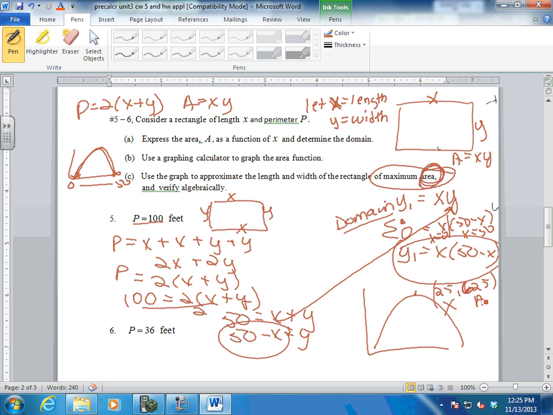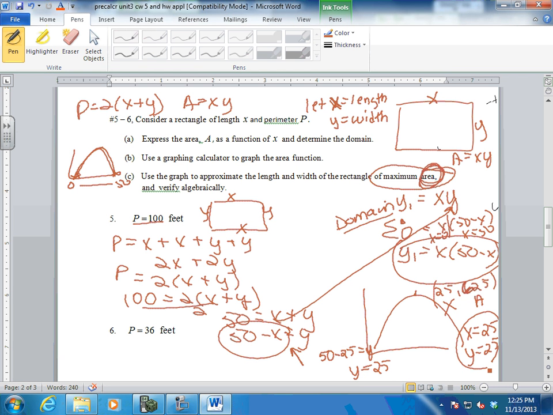So now, if I want the dimensions of your rectangle, I know that x is 25. And to find my y, I come back to right here and I plug it in. So, 50 minus 25 equals y. And y is equal to 25. So here are the dimensions of my rectangle to use 100 feet of fencing and get my maximum area.